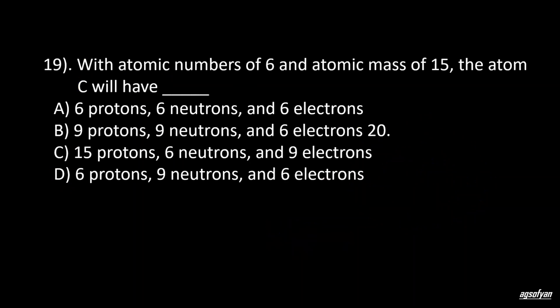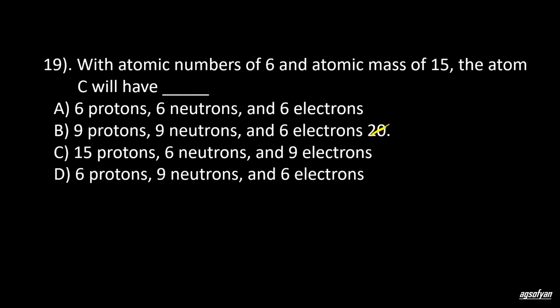With an atomic number of 6 and an atomic mass of 15, the atom C will have blank. A, 6 protons, 6 neutrons, and 6 electrons; B, 9 protons, 9 neutrons, and 6 electrons; C, 15 protons, 6 neutrons, 9 electrons; D, 6 protons, 9 neutrons, and 6 electrons.